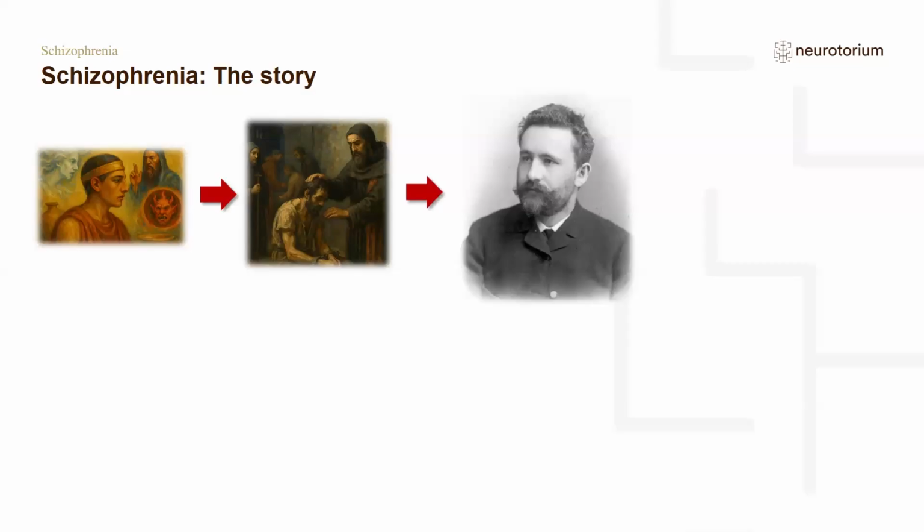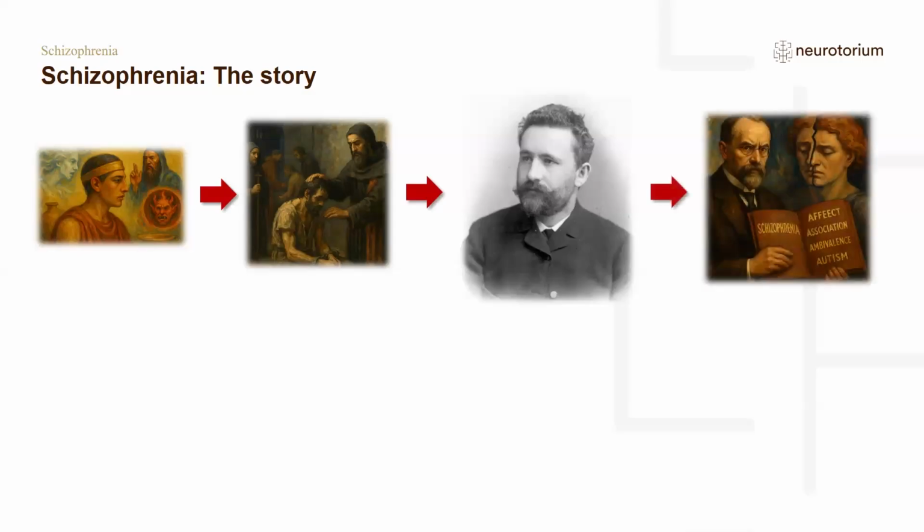So fast forward to the 1800s, a German psychiatrist called Emil Kraepelin noticed that a group of patients whose thinking and emotions slowly deteriorated over time were among the general group of patients he was seeing. And so he called this condition dementia praecox, which refers to early mental decline. And for the first time, mental illness was being described scientifically rather than spiritually.